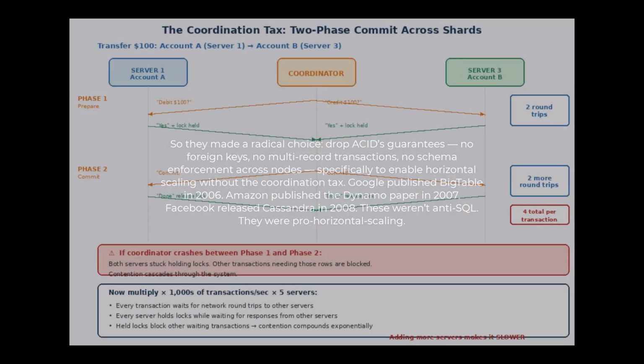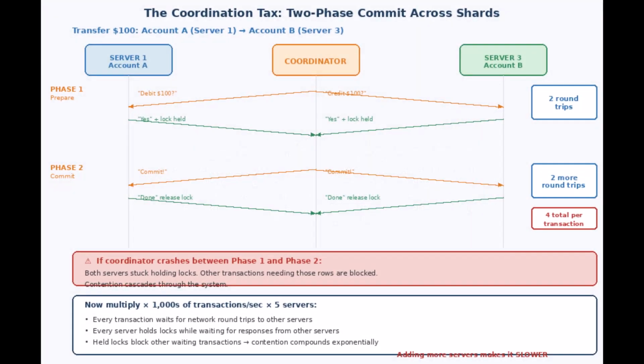Google published Bigtable in 2006. Amazon published the Dynamo paper in 2007. Facebook released Cassandra in 2008. These weren't anti-SQL. They were pro-horizontal scaling. So NoSQL dropped ACID for sharding reasons.